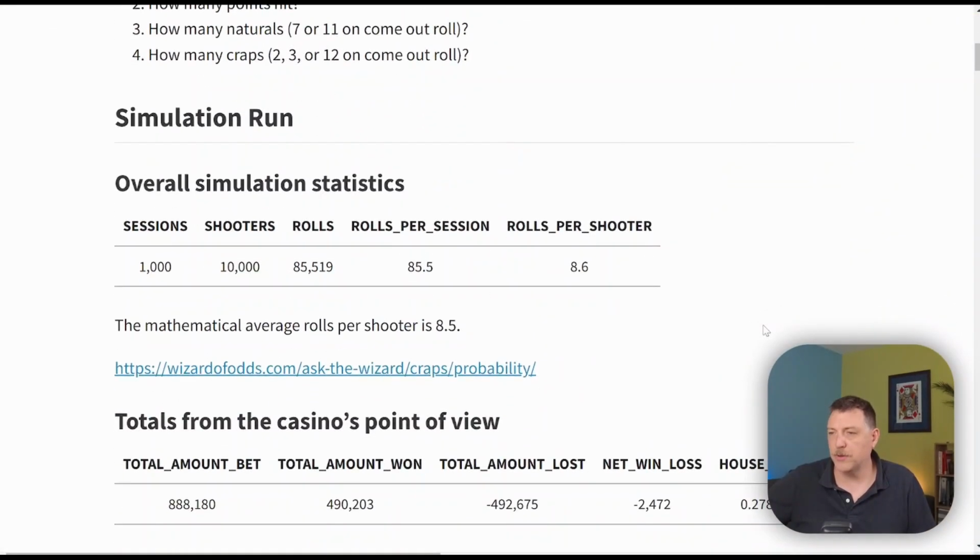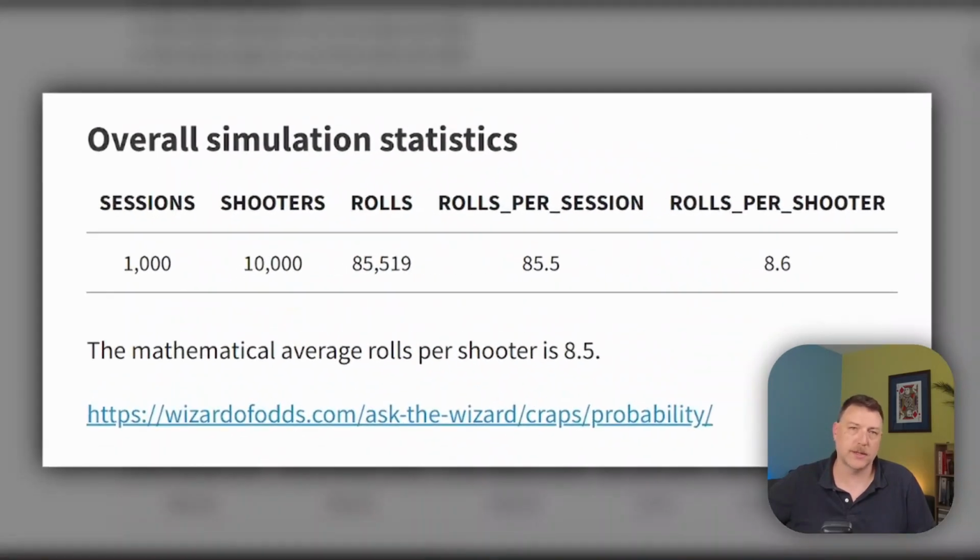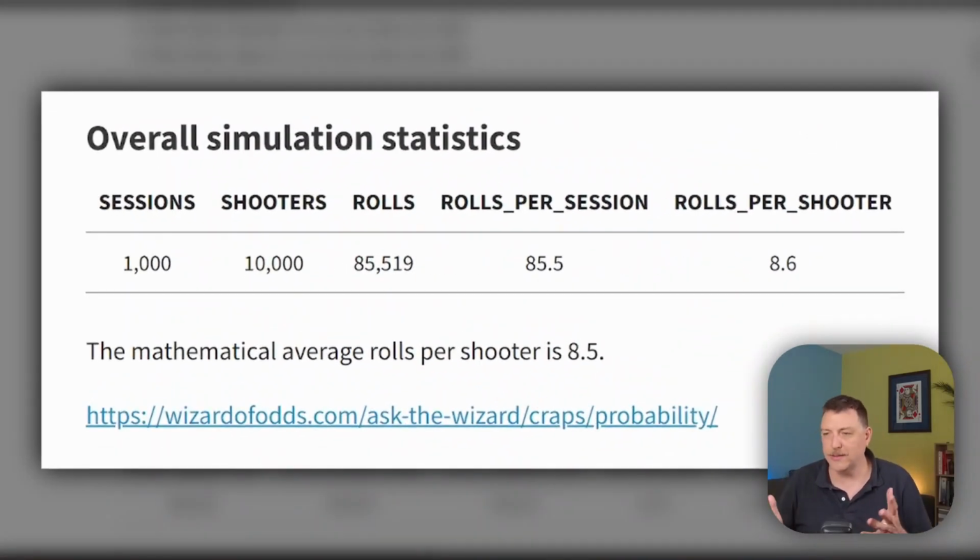Okay, so here let's pull up the overall simulation statistics. And again, I like to see this stuff from a high level so that I just understand and make sure that the simulation is working correctly. So we had 1,000 sessions. That's what we input and what I expected. 10,000 shooters, also what I expected because each session has 10 shooters. 85,519 rolls. This is going to average to 8.6. Now, the mathematical average, according to the Wizard of Odds, is 8.5. So we're right on track.